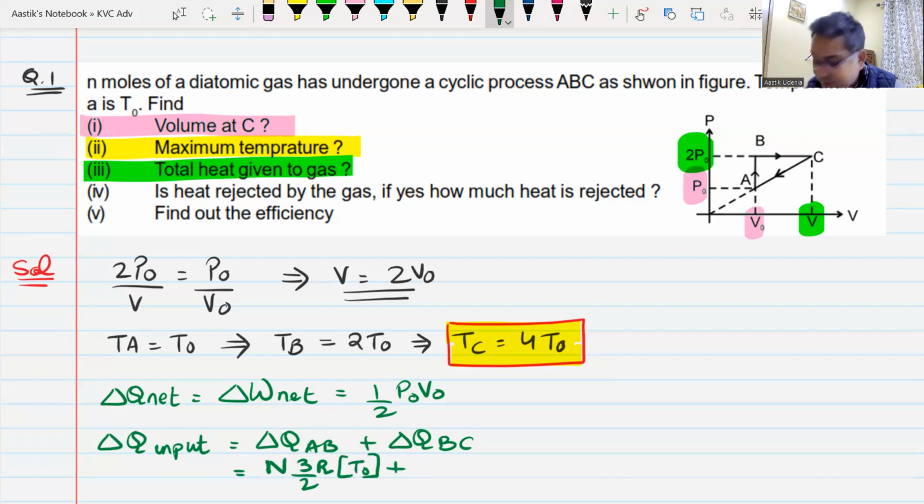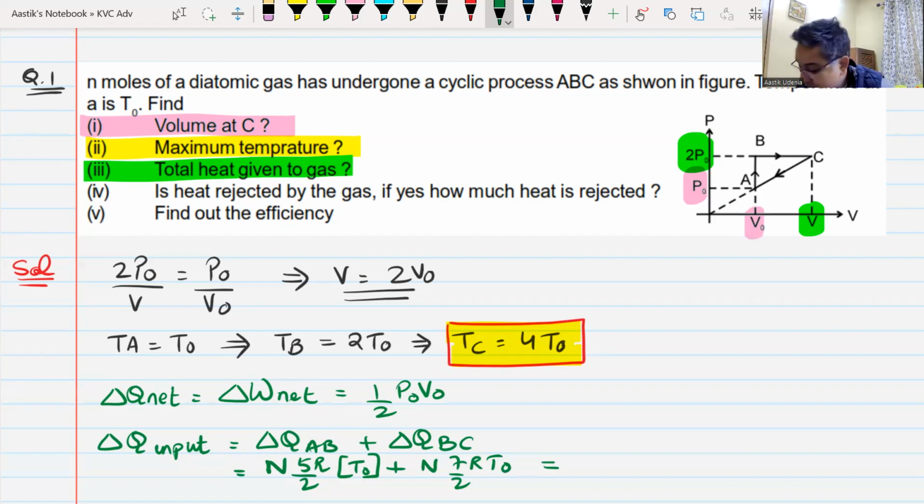from B to C is an isobaric process. Heat given is n C_P delta T. It is a diatomic gas. I've written 3/2 R. It should be 5/2 R. So n into 7/2 R into T naught. So how much is this coming? 19 n R T naught by 2.